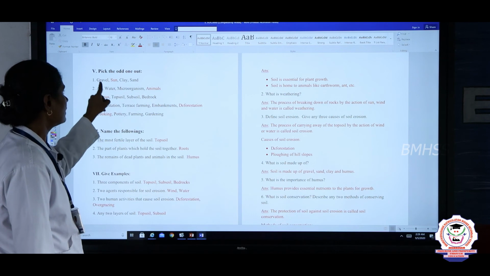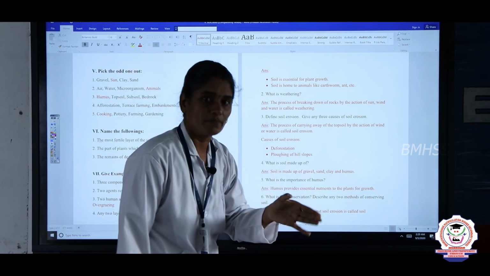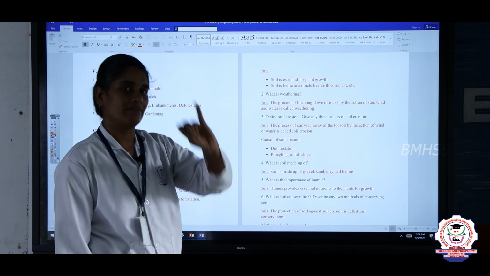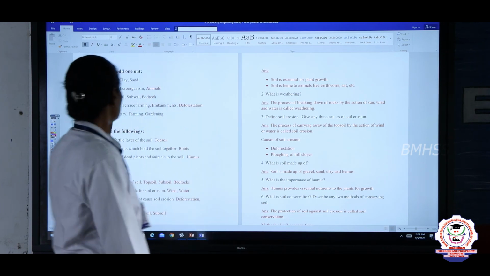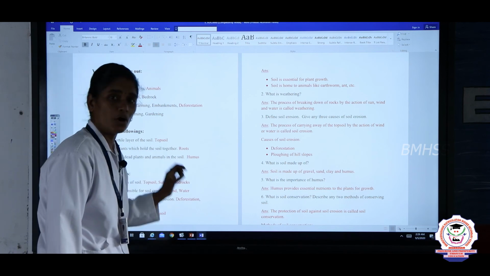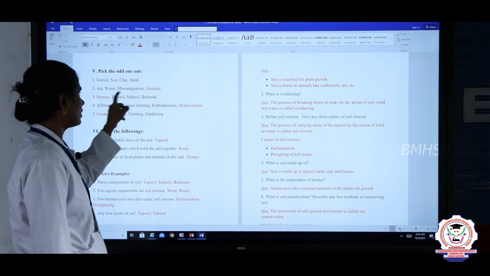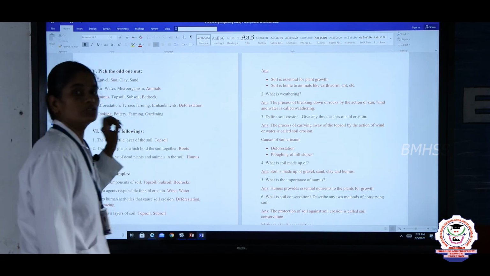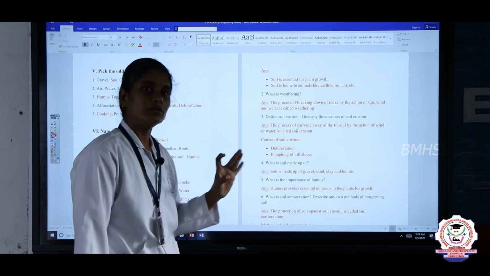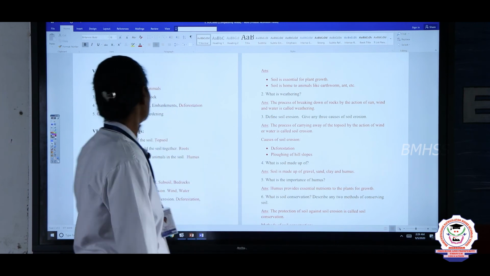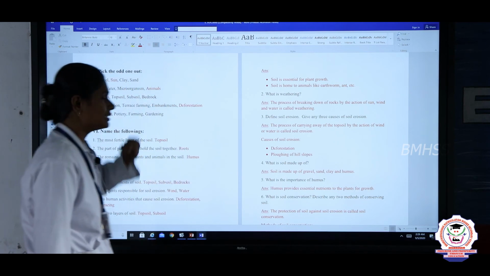For example, gravel, sand, clay, sand. Now I told you what the components of the soil are. The soil contains gravel, sand, clay, air, water, humus, like that. So, you have to find out the odd one. From that the odd one is sand. In the same way, air, water, microorganisms, animals. Animals live inside the soil, but we cannot see animals always present like air, water and microorganisms. So, that is why the odd one is animals.